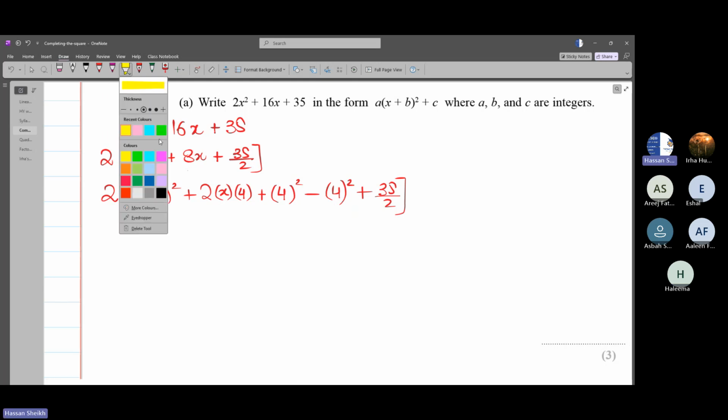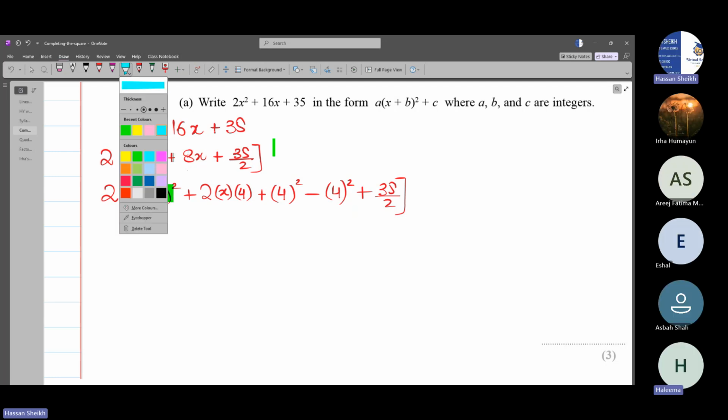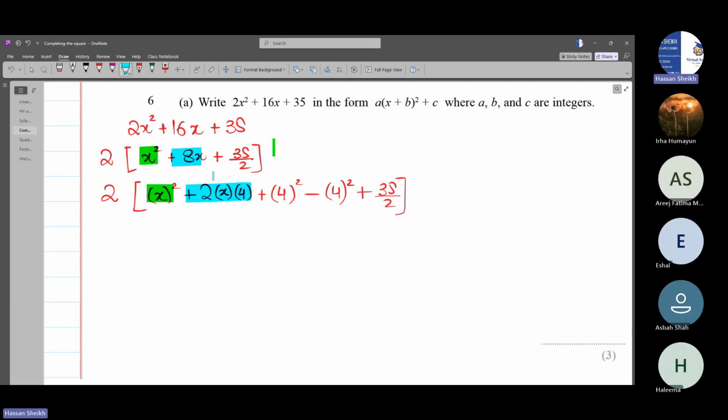We need to again highlight those things here. So x square is x square here. Then we have plus 8x plus 8x.